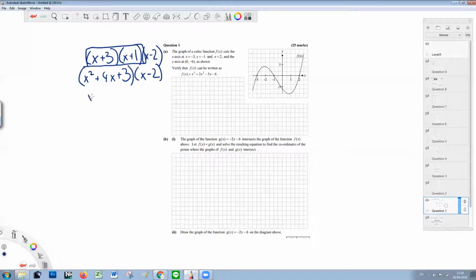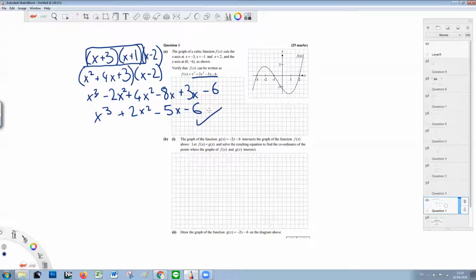And that's going to be x cubed minus 2x squared plus 4x squared minus 8x plus 3x minus 6. So that's going to be x cubed plus 2x squared minus 5x minus 6, and that is correct. So that's done. Nothing really more to it than that.